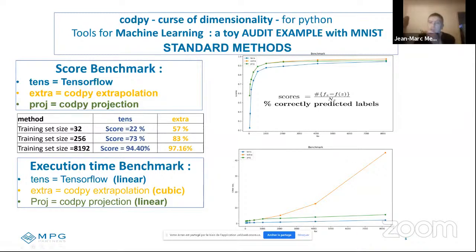And okay, we are measuring our machines in two ways. The first one is accuracy. In this test, the accuracy is quite well understood. It's just the percentage of correctly predicted labels. And as you can see, the blue one is the flagship of TensorFlow. The yellow one is the copy extrapolation. And the red one is in between in terms of performance. So I've quoted some numbers here so that you can appreciate it with quantified scores.